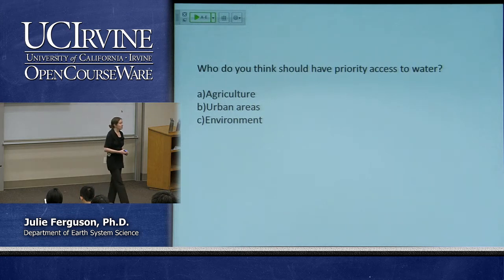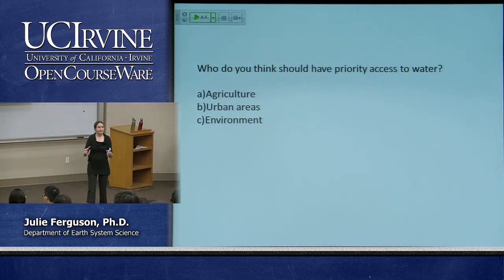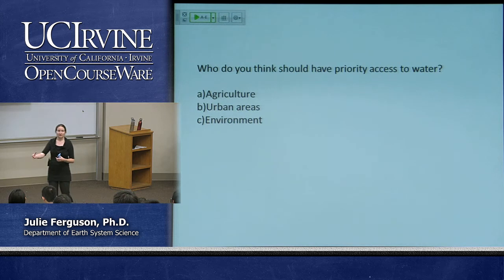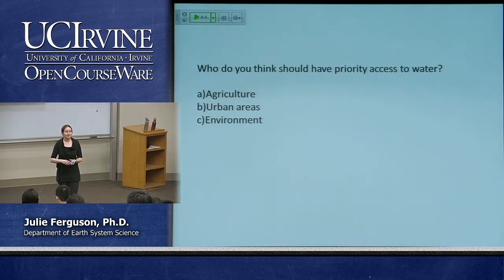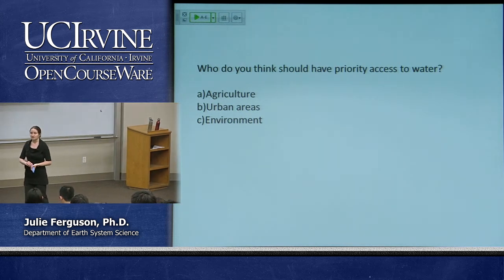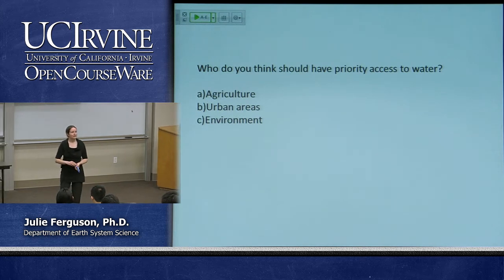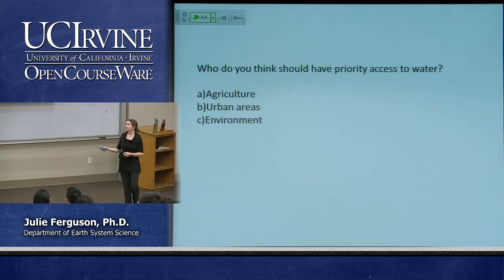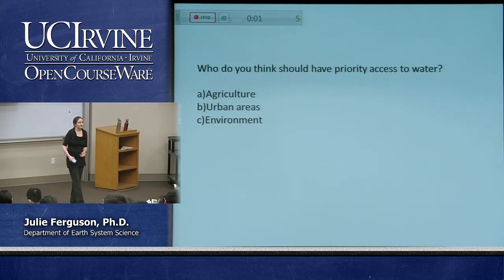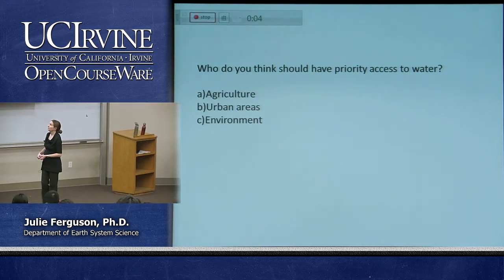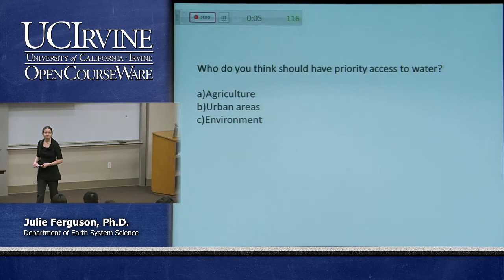And then lastly, a good chunk of California's water actually is deliberately left to maintain the environmental conditions. So for example, in the Delta, they need to preserve a certain amount of water there. So my question for you is, and there isn't necessarily a right or wrong answer, who do you think should have priority access?